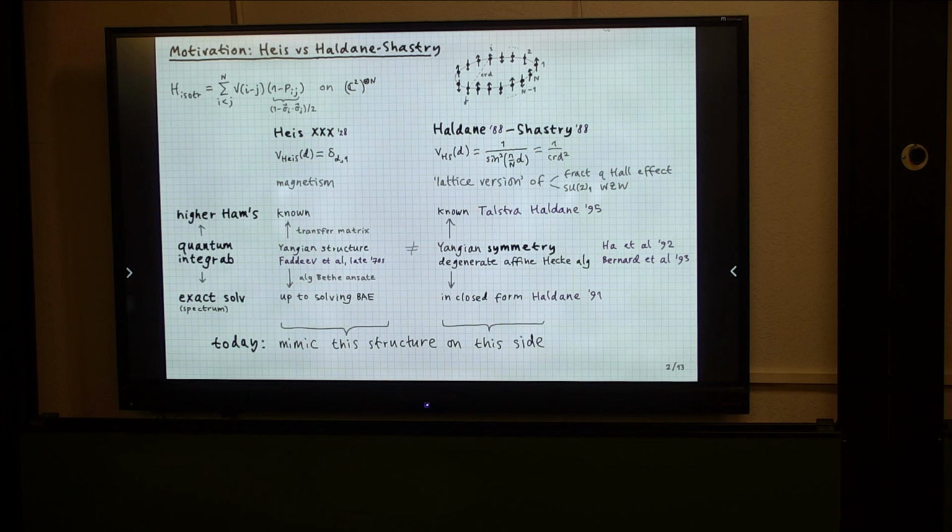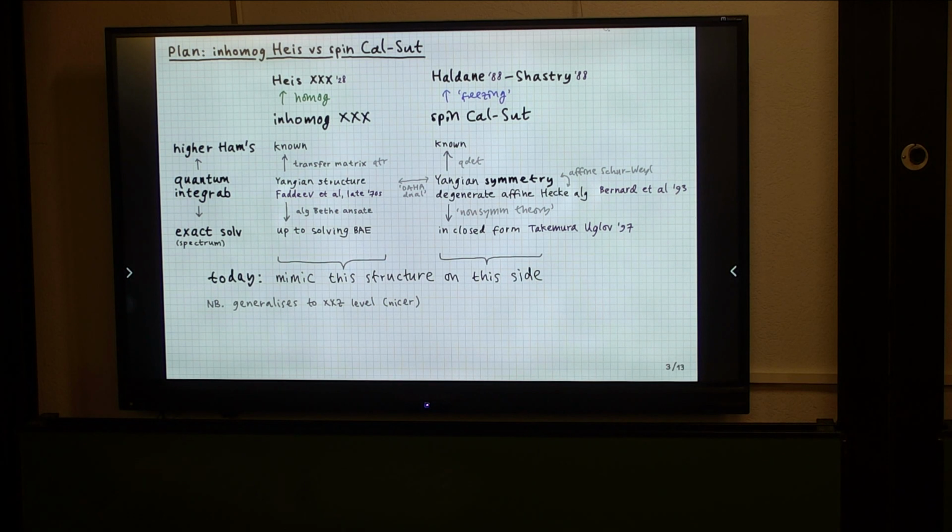So the game that we want to play is basically mimicking the structure that we know very well on the left inside the stuff on the right. And actually the better way of doing it is kind of generalizing a little bit both sides. So what we're going to do is, instead of Heisenberg, we're going to go to inhomogeneous Heisenberg XXX. And instead of Haldane-Shastry, we're going to spin Calogero-Sutherland models, which I will introduce.